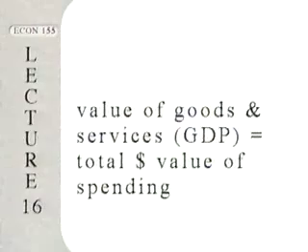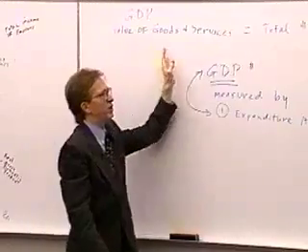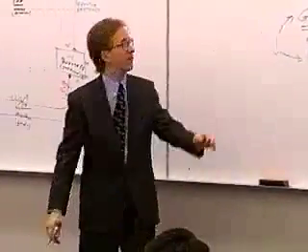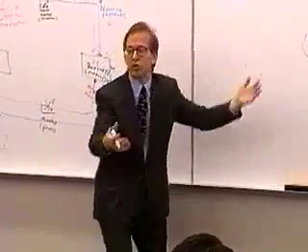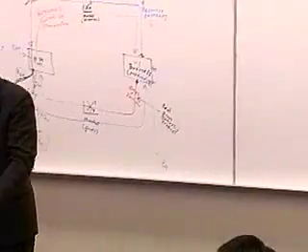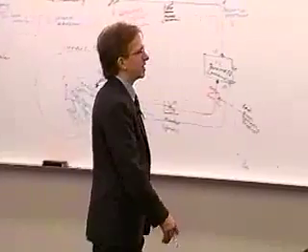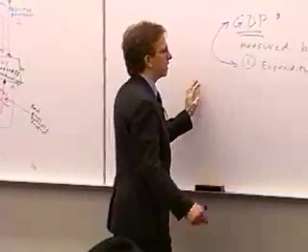Here's GDP, the value of all goods and services, and all we're saying with this expenditure approach is I can measure GDP by measuring the total dollar value of spending. And this has got to be obvious, doesn't it? The value of everything produced is equal to, and then you sell it, of course, that's equal to what people pay to buy it. So what are the expenditures that we measure?